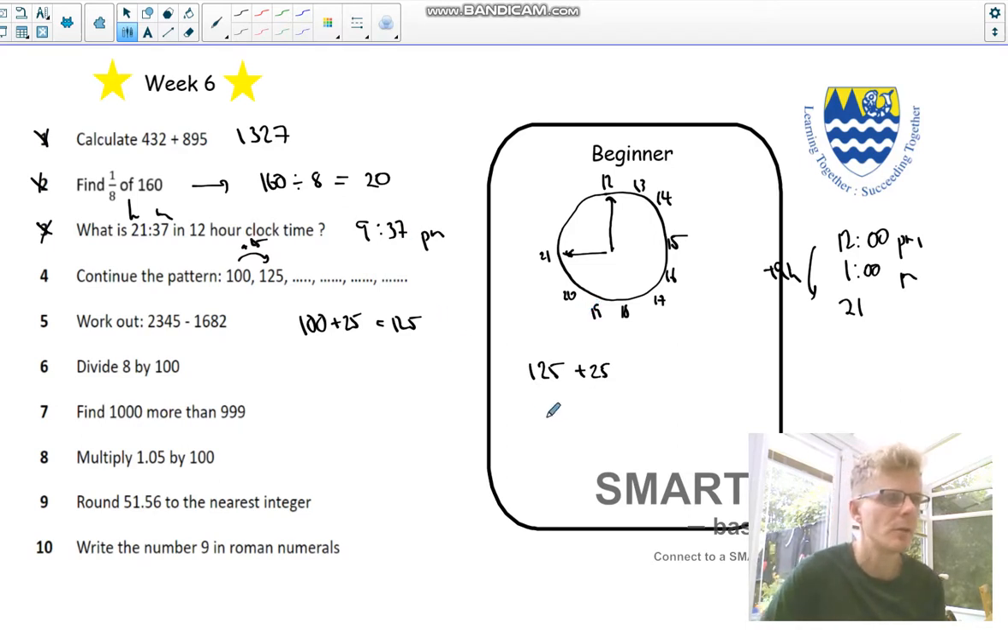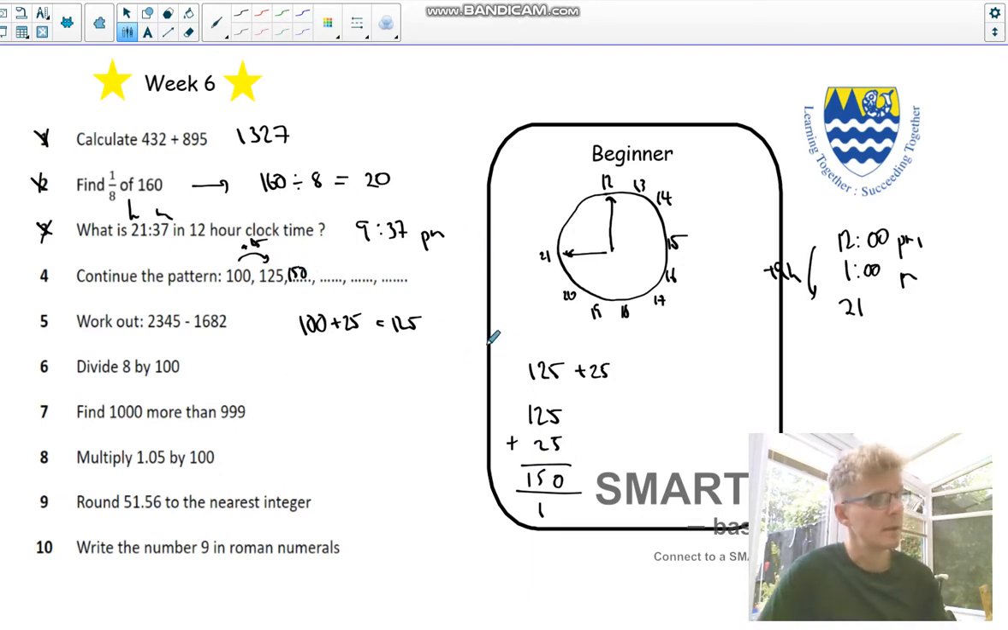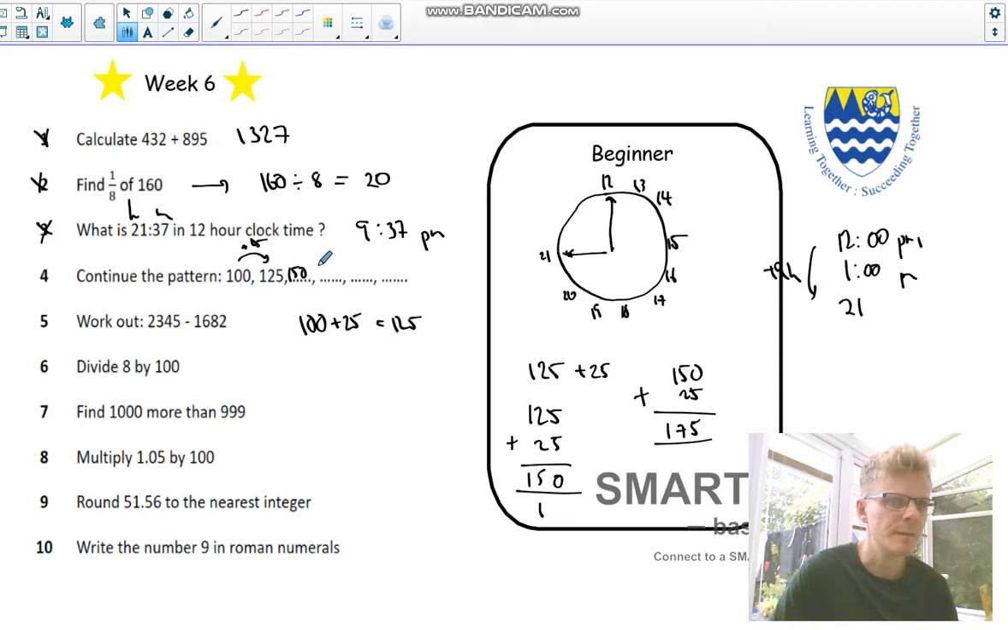And some of you might be really quick with this and go, oh, 25 add 25, that's 50. Okay, but if we're not sure, we've always got a method. So let's add on 25: 5 add 5 is 10, 2 add 2 is 4, and 1 more is 5, and then 1 add nothing is 1. So we've got 150. Let's add on another 25. So we do 150 add 25. So 0 add 5 is 5, 5 add 2 is 7, and 1 add nothing is 1. So we've got 175. And you can keep going.